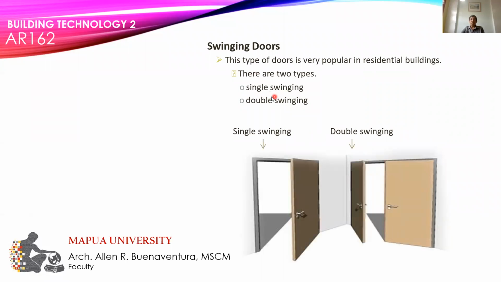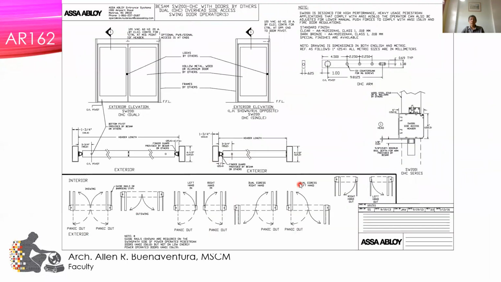This type of door is very popular in residential buildings. This is a swinging door. There are two types: single swing and double swinging door. This is a double swinging door. This is a single swinging door. This is a detailed drawing of a swing door.